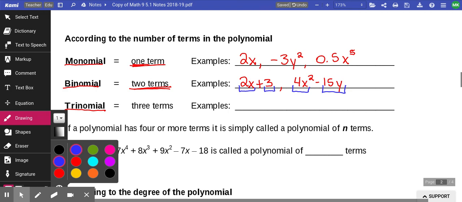2 terms. So there is an addition or subtraction in between 2 things. Trinomial, tri means 3. So now we're looking for 3-term polynomials. 3-term polynomials could look like this: x squared, that's one term, plus x, that's a second term, plus 1, that's my third term. 3 terms.